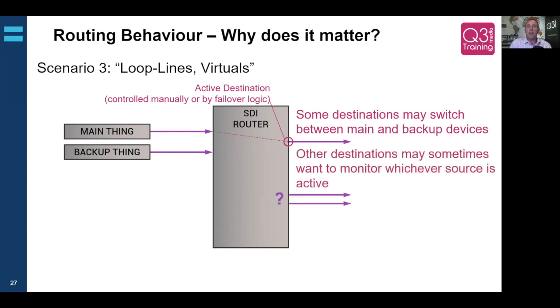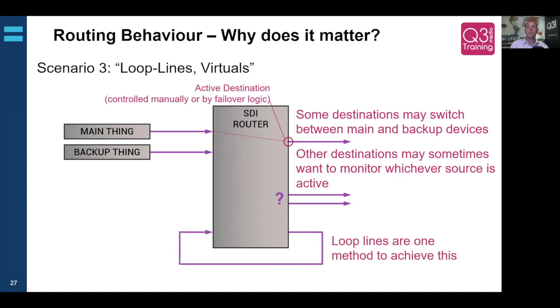What if you want other destinations that sometimes, not always, want to see it? If they always wanted to see it, arguably you could use the same logic that controls the main destination. But if you just want to sometimes say, show me the main playout, how are you going to look at what is the main playout server? You need to know which one is the main one at that point in time, which one's the active one. And that's where loop lines can be useful.